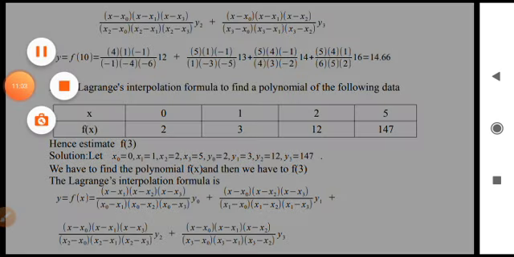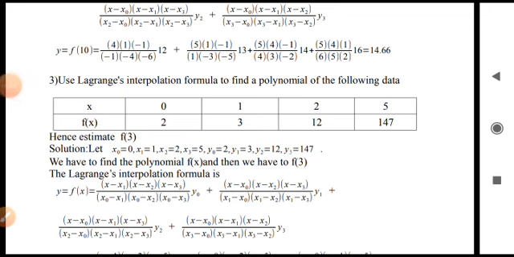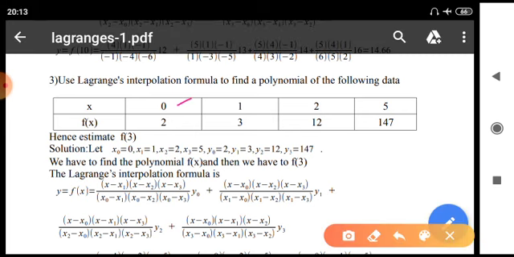Solution. In this problem also, the x values 0, 1, 2, 5 are not equally spaced. So again here also we will use Lagrange's interpolation formula. Here x0 value is 0, x1 is 1, x2 is 2, x3 is 5, f of x which is also equal to y. So y0 value is 2, y1 is 3, y2 is 12, y3 is 147. Now first we will find the polynomial f of x.